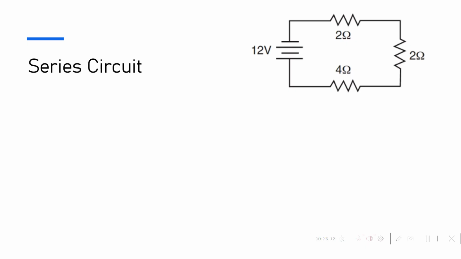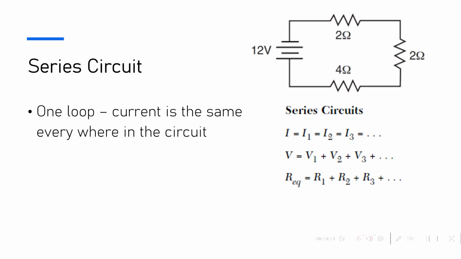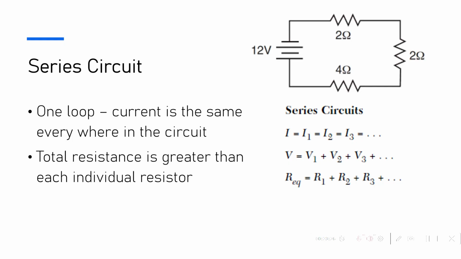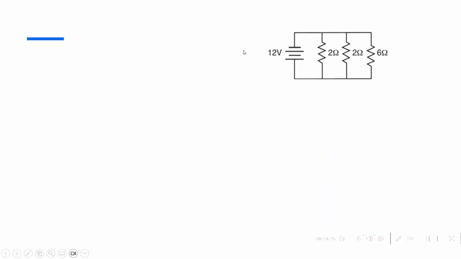Okay, here we have a series circuit. Once we see it's a series circuit, we're going to look to this section of the reference table in electricity. We know it's a series because to go through each resistor, I can only make a single loop through each of the resistors. So the current is the same everywhere in there. Total resistance is greater than each individual resistance. So here, my total resistance is 8. The voltage drop across each resistor adds up. So here I've got a drop of 3 volts, and 6 volts across. But when I add them up, I get my 12 volts.